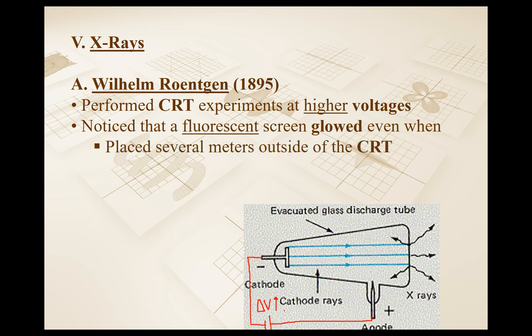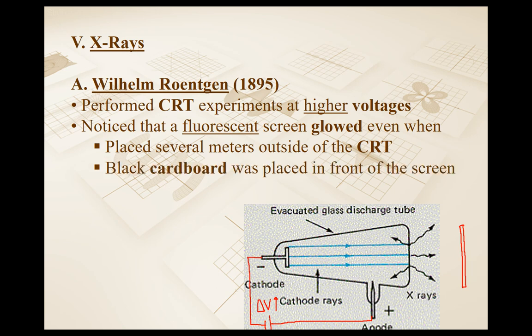However, what Röntgen noticed is that even if you take the screen, and let's say we put it over towards the left here, and by left I mean right. So we have my screen, and it's a fluorescent screen. And even if the screen is outside of the cathode ray tube, it still glows. In fact, if you take a piece of black cardboard and you put it between the cathode ray tube and the screen, it's kind of like that, you can still make that fluorescent screen glow.